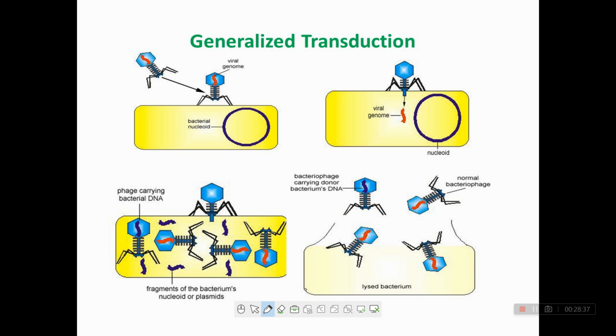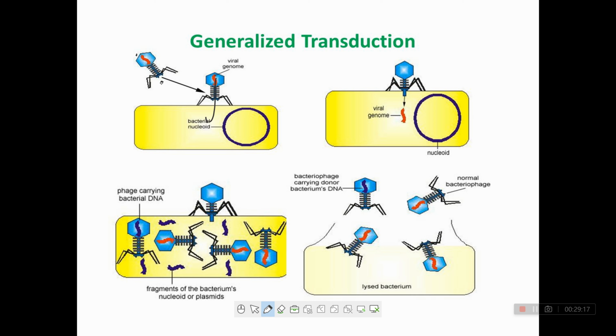This is the process of generalized transduction. Generalized transduction takes place by a lytic cycle. This is a virus that contains genetic material, a viral genome. They transfer their genetic material inside the bacterial cell. This is a phage carrying bacterial DNA. After transferring, they grow inside the cell, and another phage will be formed there.